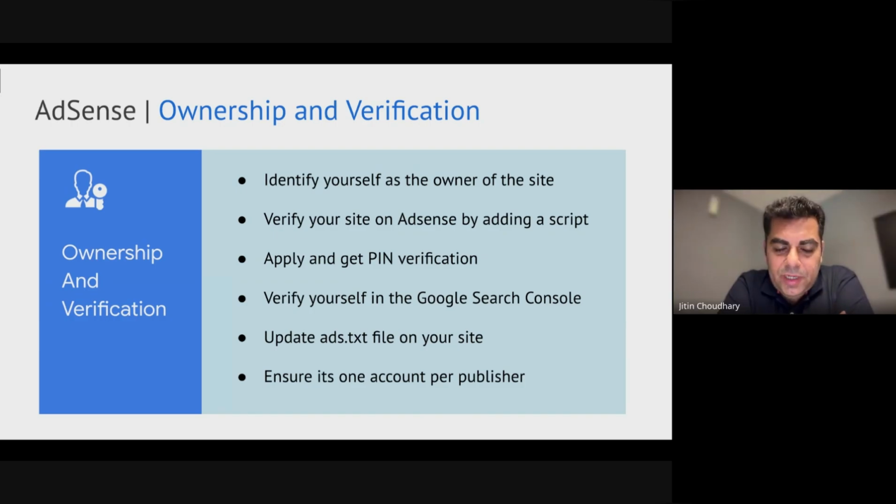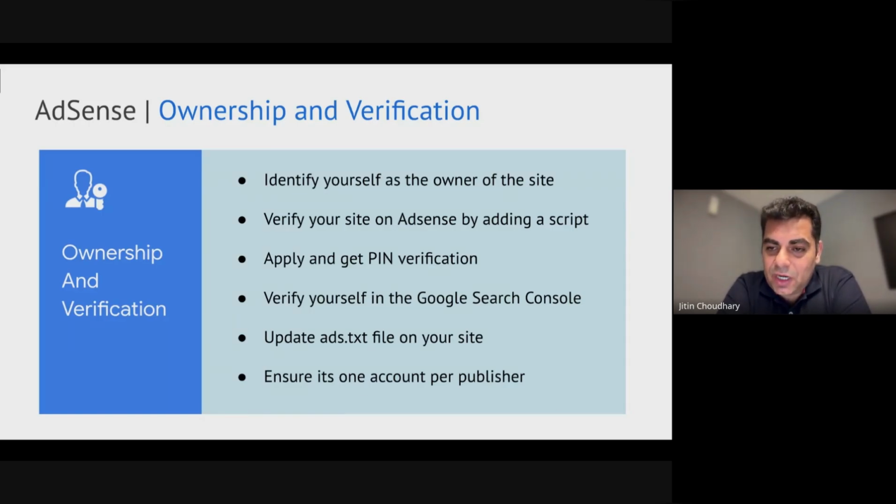Okay, pillar number one, which is ownership and verification. So what does it say? It says identify yourself as the owner of the site. So if you're applying for an AdSense account or applying to monetize a website, you need to be an owner of the site. You can't use anyone else's site to use an AdSense account. So that's point one. Verify your site on AdSense by adding a script. Before you begin the monetization, ensure that you're adding a script when you add a site on your AdSense account on the web page header.